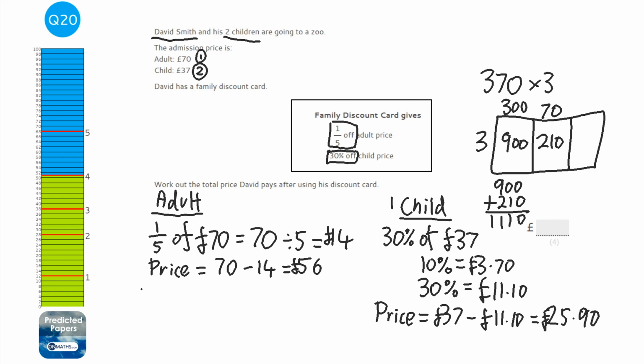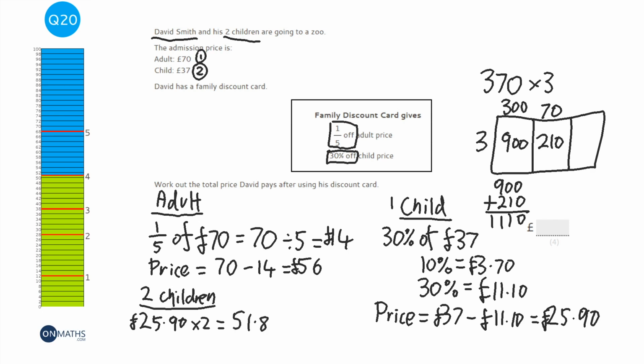So if I want 2 children, I want to do £25.90 times 2. Now I know 25 times 2 is 50, 90 times 2 is £1.80, so that's going to be £51.80.